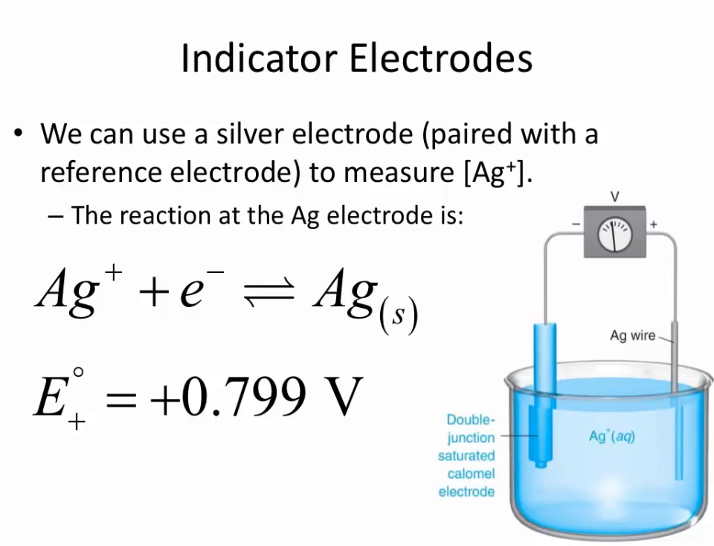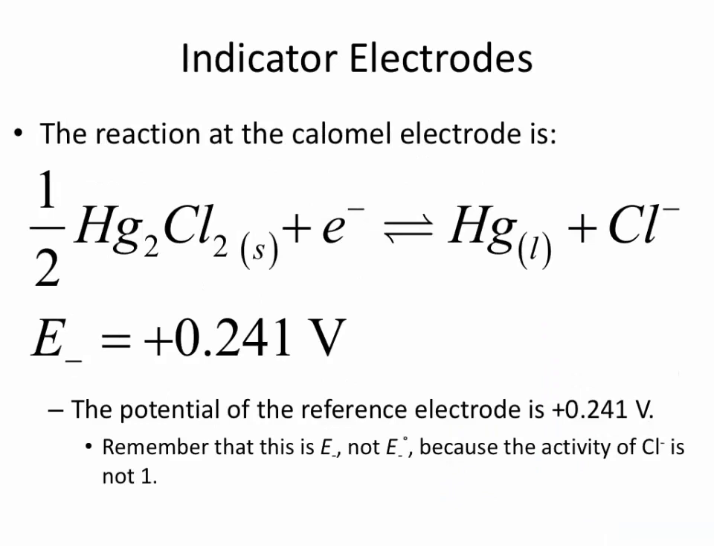On the left side, in this case, we have a double junction saturated calomel electrode for our reference electrode. So the reaction at the calomel electrode is that reaction that we've seen earlier. We are reducing our mercury(I) chloride here to mercury, and we have the chloride ions left over. And remember that E minus there was plus 0.241 volts. So the potential of the reference electrode is plus 0.241 volts.